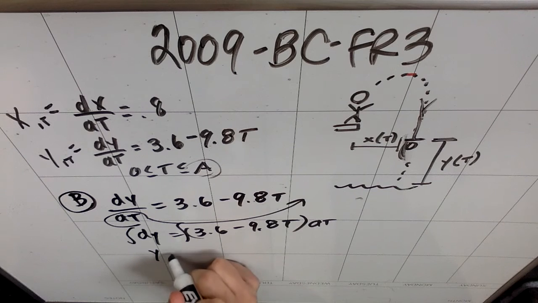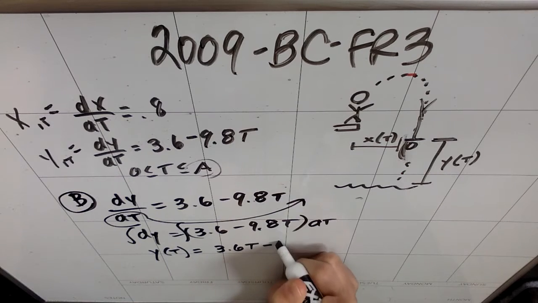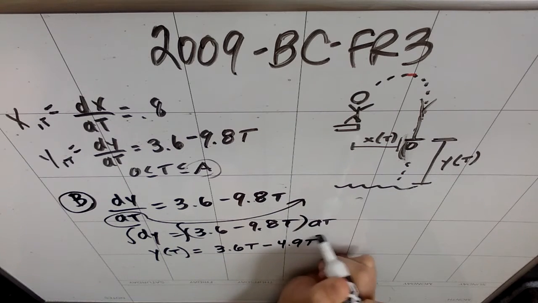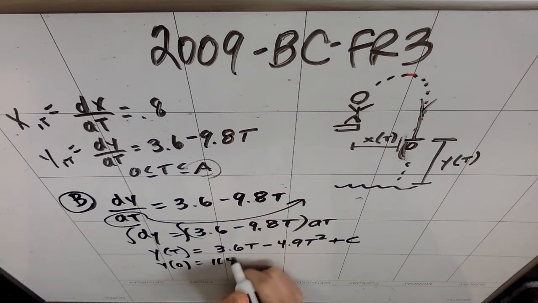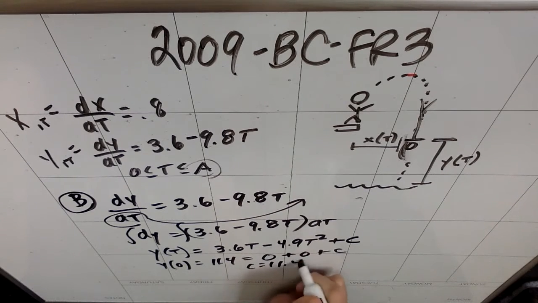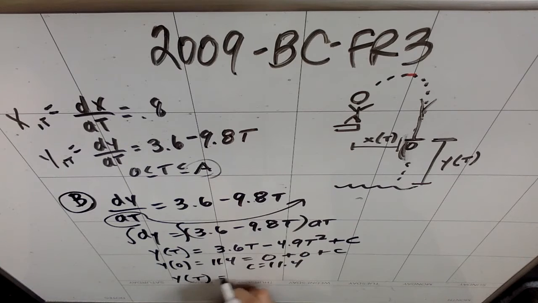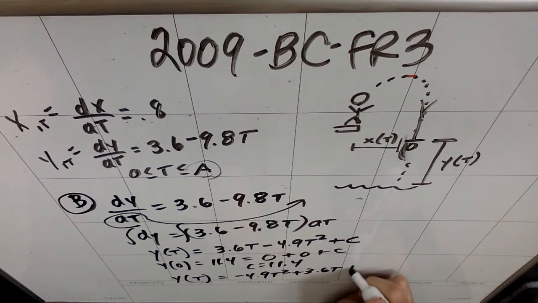So I'm going to get that y(t) is 3.6t minus 4.9t squared plus some constant. Well, I can plug in the 0 and the 11.4 to find that constant. I'm very quickly going to find that that constant is in fact 11.4 because y(0) is 11.4, which is going to knock out all of these plus c. So my c is 11.4. So I get that my y(t) is negative 4.9t squared plus 3.6t plus 11.4.